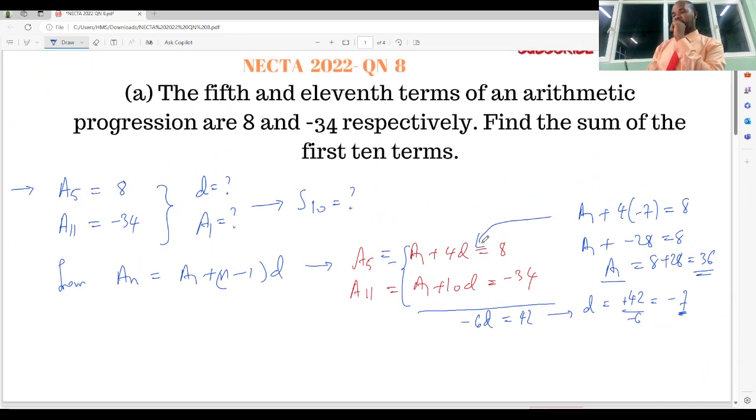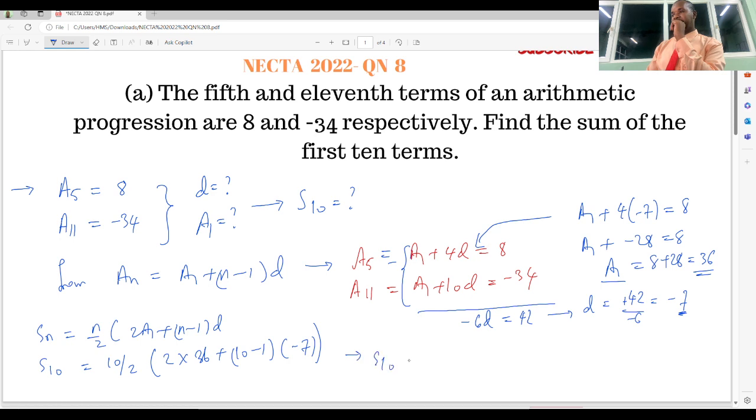From the general formula of an arithmetic progression, the sum of the first n terms of any given arithmetic progression, Sn, is n over 2 times the bracket 2 a1 plus n minus 1 times the common difference d. So S10 will be 10 over 2 in the bracket 2 times a1, and a1 was 36, plus 10 minus 1 multiplied by the common difference, which is -7. You close the bracket. S10 is going to be 5, because 10 over 2 equals 5.